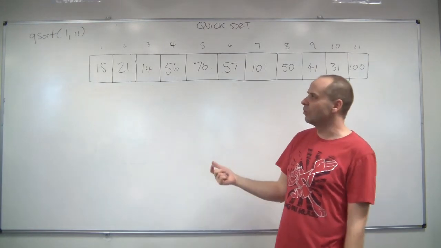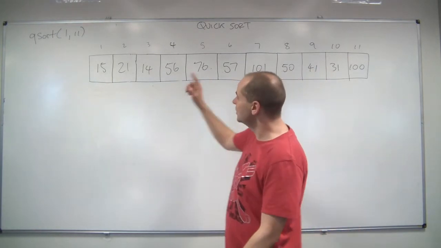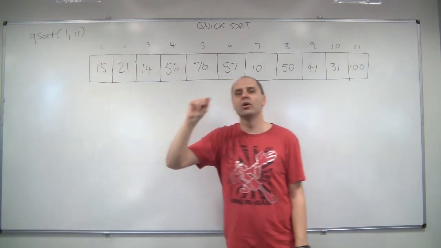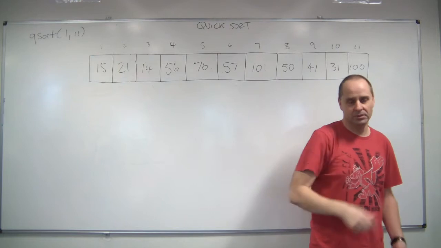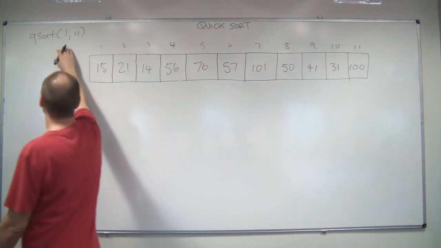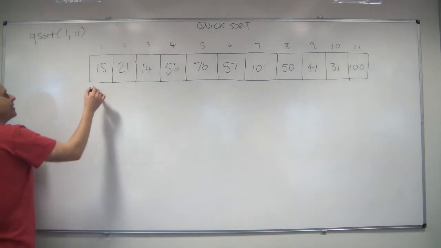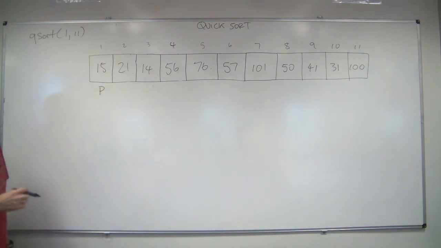So it doesn't matter. What we're going to do is just pick the first item in the list as what we call the pivot value. So we're going to do quicksort 1 to 11. We're going to create 3 pointers. The pivot, which we denote with a P, is the number that we're going to separate this list by.